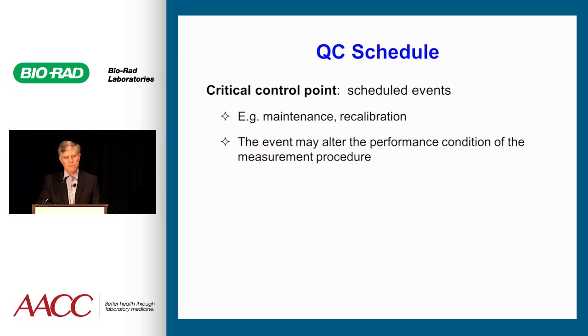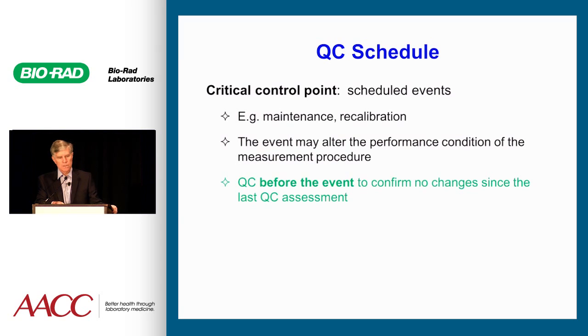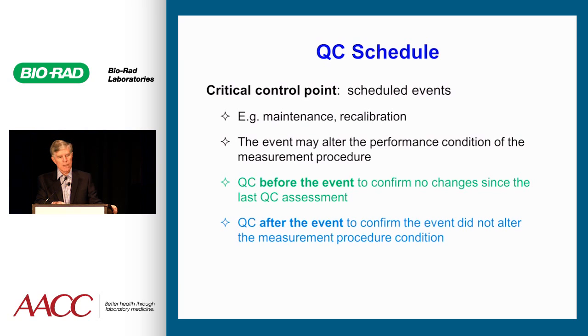We have to talk about critical control points. These are scheduled events, things like maintenance and recalibration. The event may alter the performance condition of the measurement procedure. In fact, we do maintenance to alter the performance characteristics, to put them back to as-new condition. In this situation, we should run QC before the event to confirm there have been no changes since the last acceptable QC value, and after the event to confirm the event itself didn't cause a problem, because just because you recalibrate doesn't mean it recalibrated correctly.